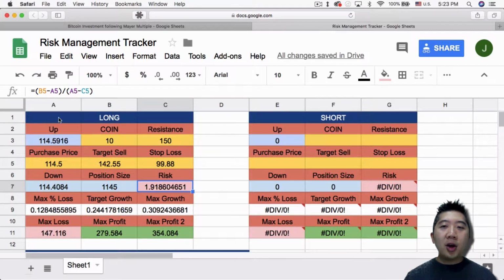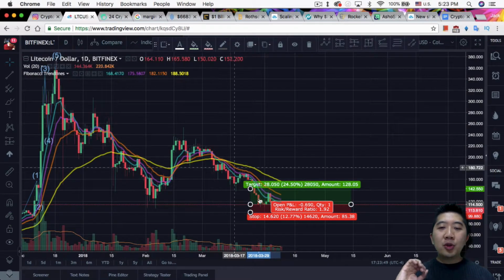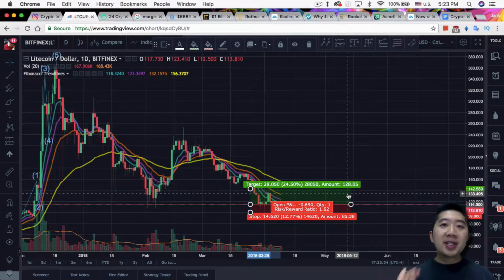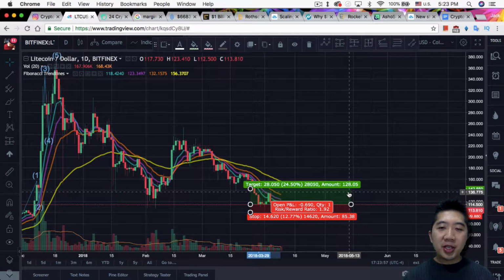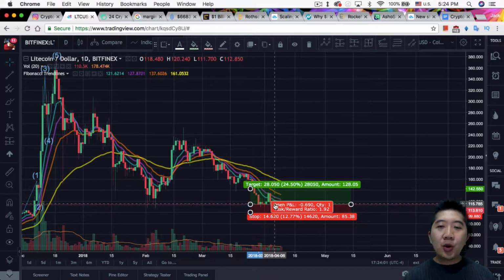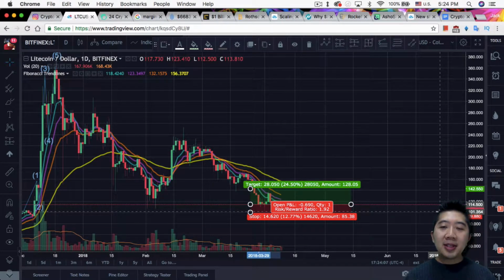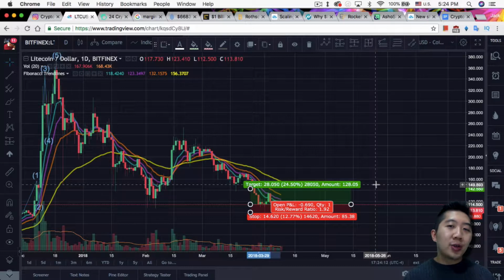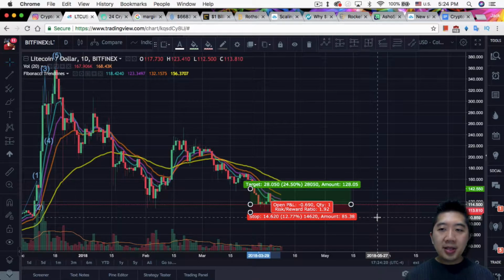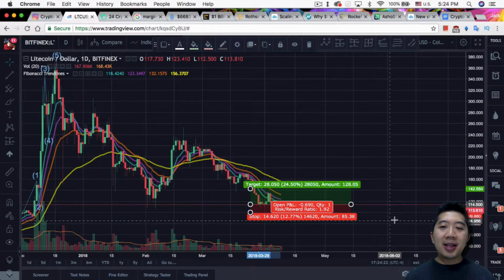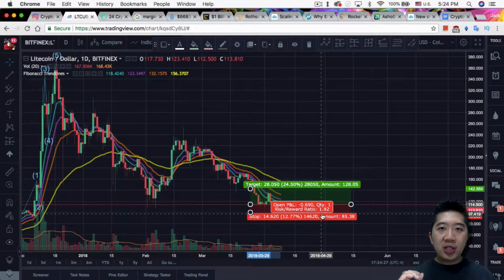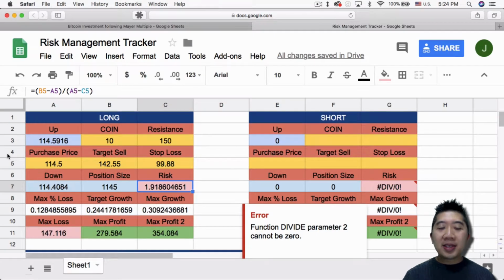Now this other section, the long and short section. The long section is really just a way for you to document what you would normally see on TradingView. If you do a TradingView risk-reward ratio, this is the risk-reward ratio for the long position. For example, for Litecoin, let's say that I bought it in at $114.50. If I want to sell it at $142.55, if that's my target range, and I set a stop loss at $99.88, then you see I have a risk to reward ratio of 1.92. This basically just calculates it over here.